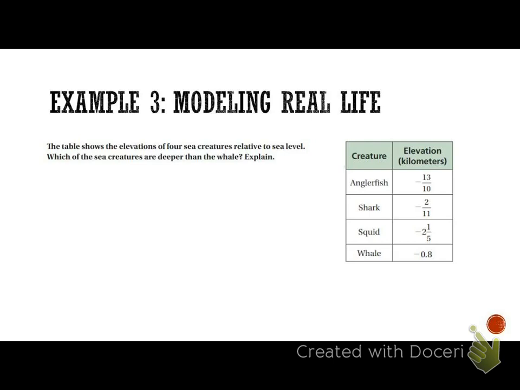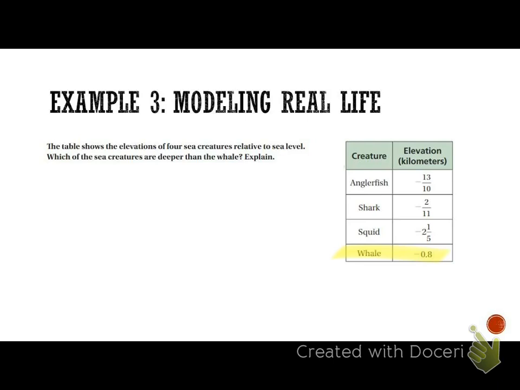So in this chart, which one do we not have to really touch yet? The whale. The whale is already a decimal. I need to change the other 3 to decimals. Go ahead and make those conversions. We do that by dividing numerator and denominator. Let's convert anglerfish, shark, and squid to decimals. Then we can compare and answer the question.